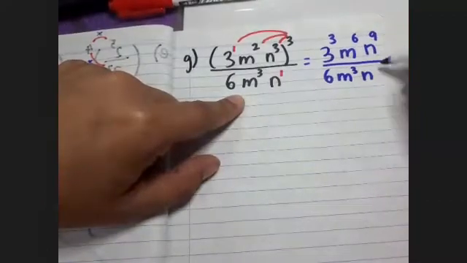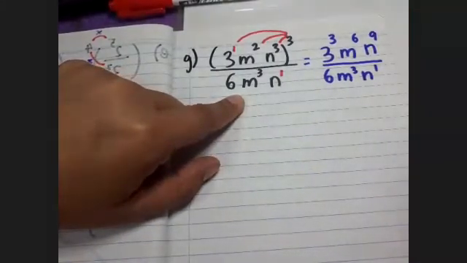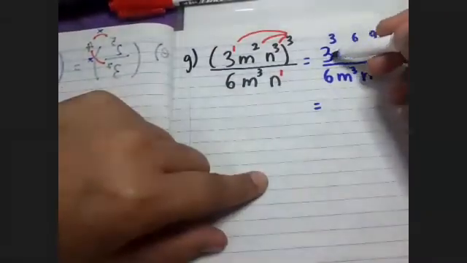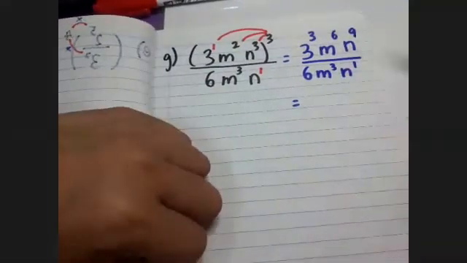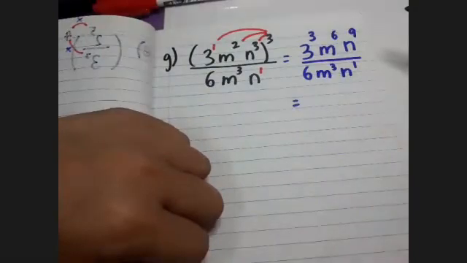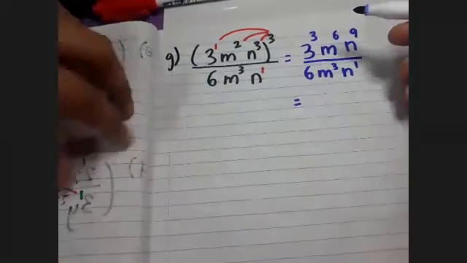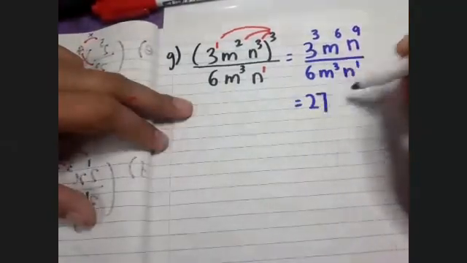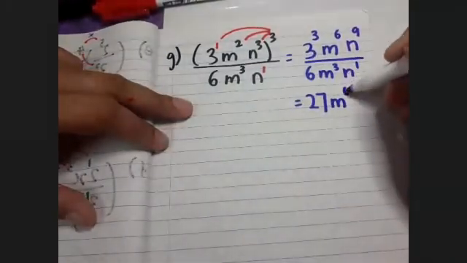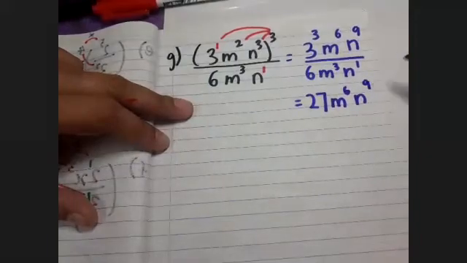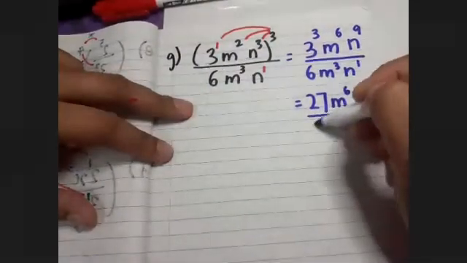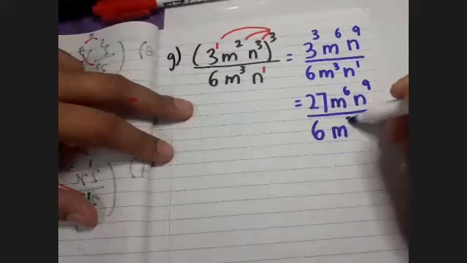6 m power of 3, n power of 1. Okay. Now, 3 power of 3. What is the value of 3 power of 3? You can use your calculator using hat symbol. So, 3 power of 3 is 27. M power of 6. N power of 9. Over 6. M power of 3.